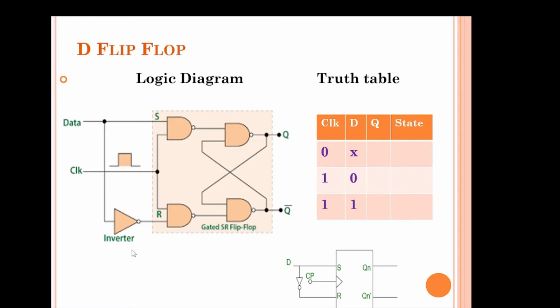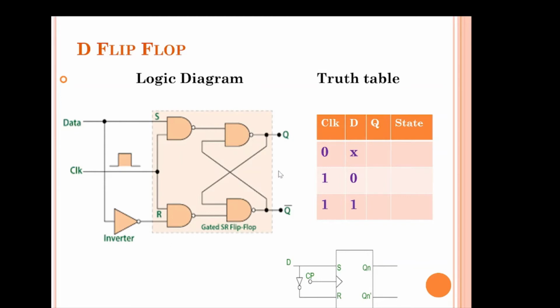Look at the logic diagram for the D flip-flop. This is the basic SR flip-flop, the gated SR flip-flop. Then this is the clock pulse. So you just have to connect an inverter between S and R. The input S is connected as the input D, and then it is inverted and given to R.